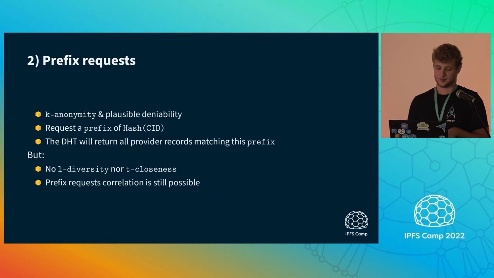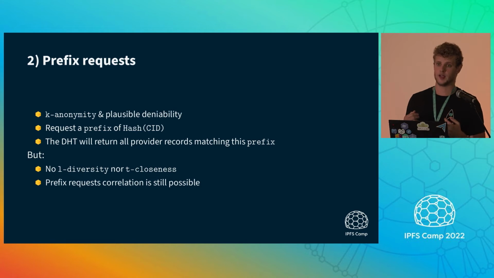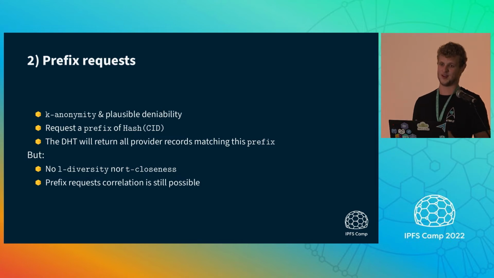But as we request the prefix, there will probably be many provider records that match this prefix. And so we will get multiple provider records, so that the DHT server node that is serving us these provider records doesn't know exactly which content we're looking for. So I say, okay, I'm looking for approximately this content. Again, I get many provider records, and I can only select the one I'm interested in and discard the rest.